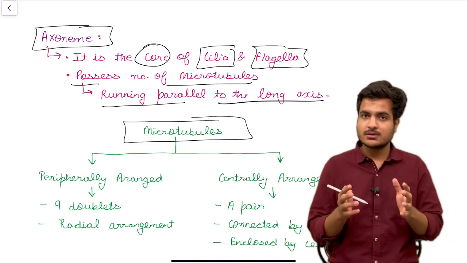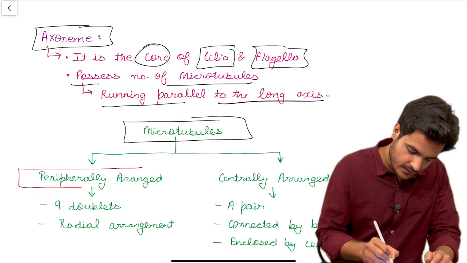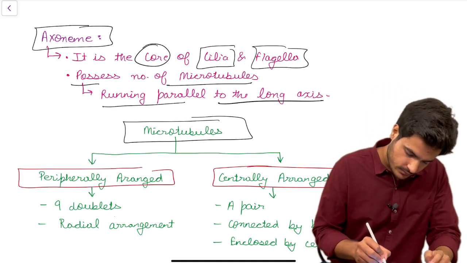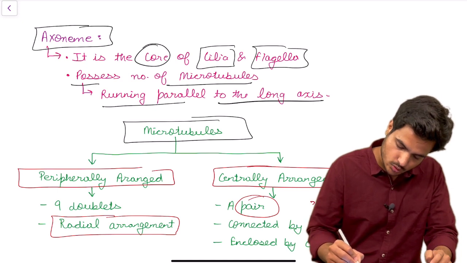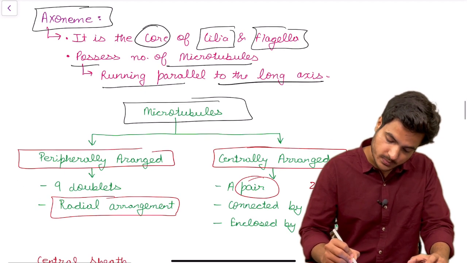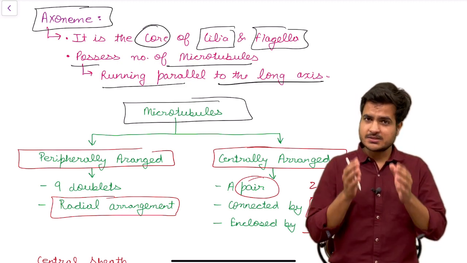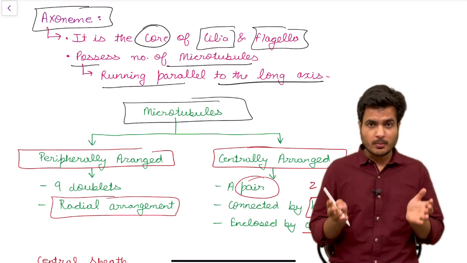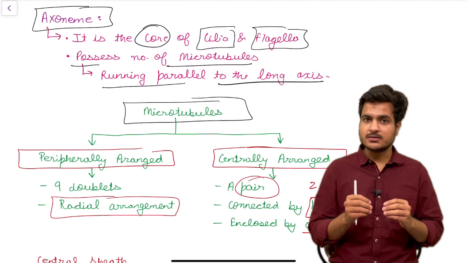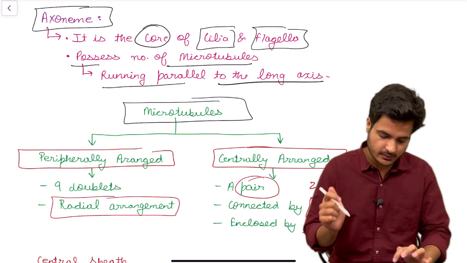Now let's see the microtubule arrangement. The microtubules are arranged in two manners. One is towards the periphery, and one is in the center. In the periphery they are arranged in 9 doublets in a radial arrangement, and a single pair, that is 2 microtubules, is present in the center, connected to each other by bridges and enclosed by a central sheath. You need to remember that microtubules form the axoneme, which is the core of cilia and flagella, and these microtubules run parallel to each other. They are arranged in 2 manners: 9 doublets towards the periphery, and one pair in the center, which is enclosed by a central sheath and connected to each other by a bridge. Only this thing you need to remember till now.